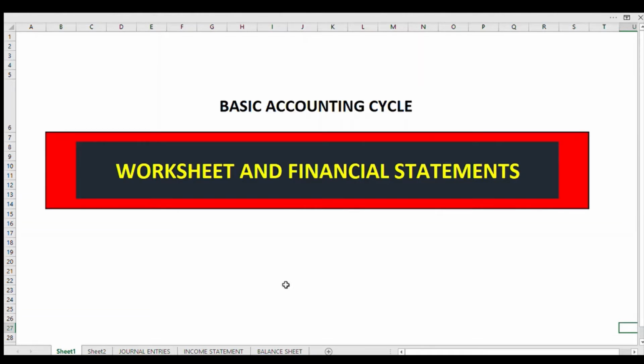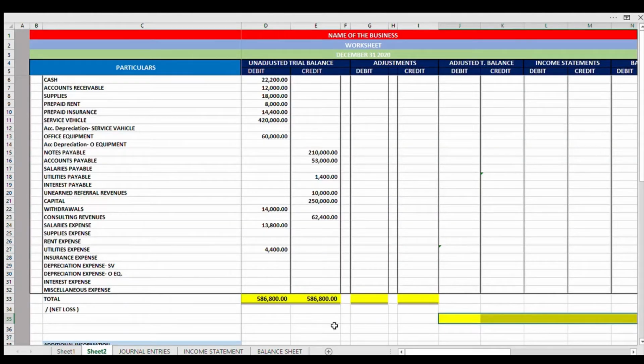Okay, so today we will be having a quick review on our basic accounting cycle, particularly focusing on the worksheet and financial statements. So, the purpose of this video is really to demonstrate how worksheet and financial statements are being prepared. And we will not prolong this, and since this is just a quick review, we will go on to the illustration. This is a typical worksheet, no?